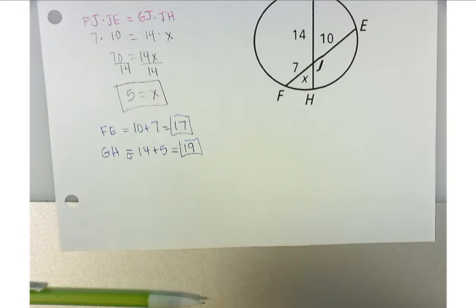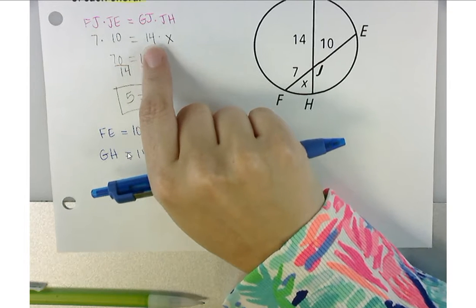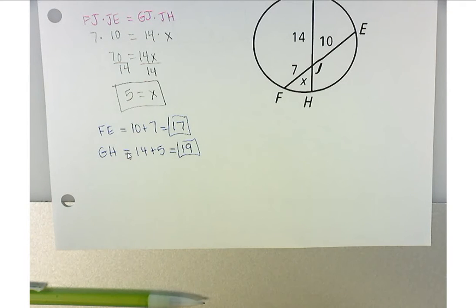Okay, so remember, it's the products that are equal, and it's not the lengths of the chords that are equal. It's the product of the segments that we know are equal.